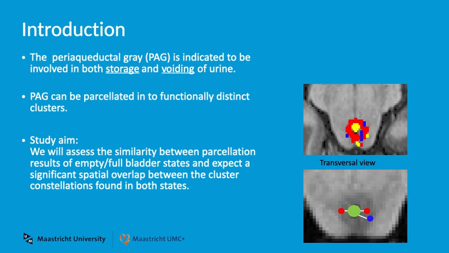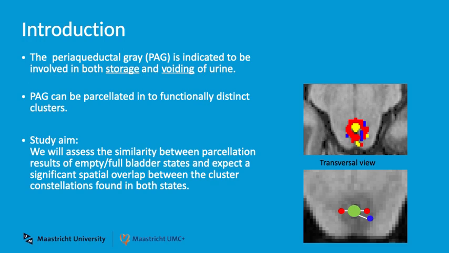The periaqueductal gray, also known as the PAG, is a brainstem area that is indicated to be involved in both storage and voiding of urine. The PAG takes a very central location in the hierarchical system of micturition control.